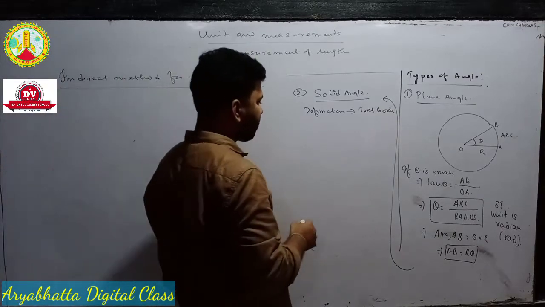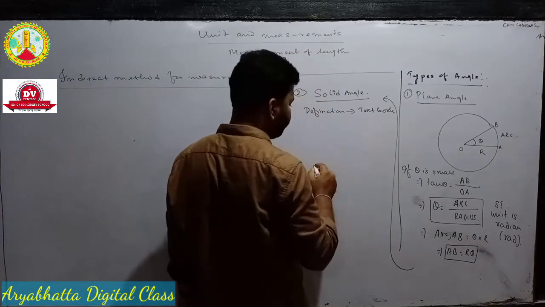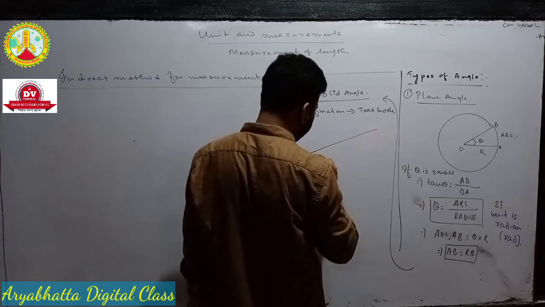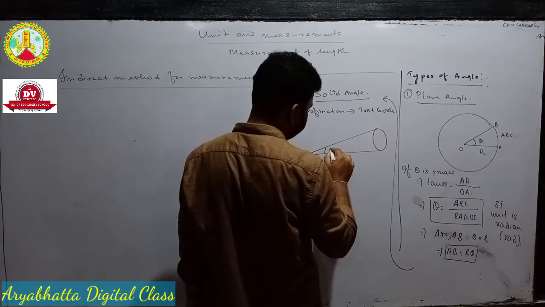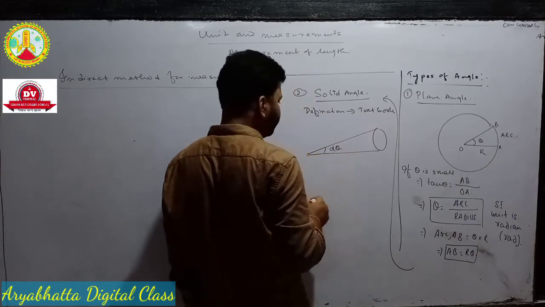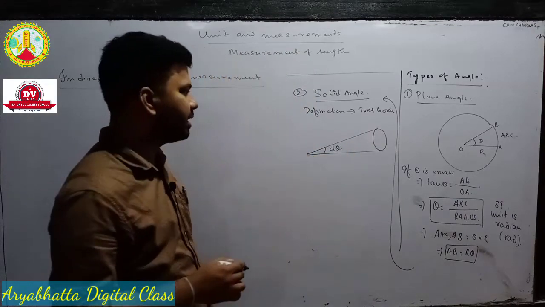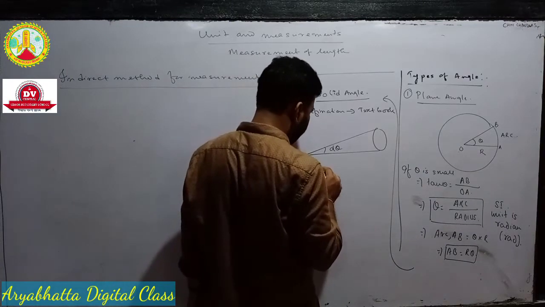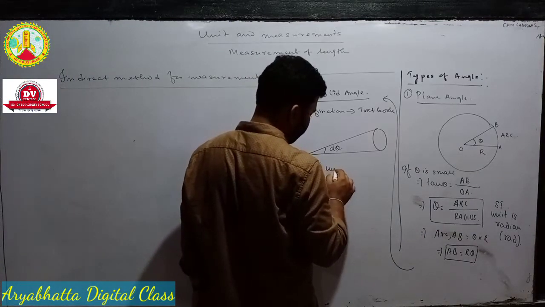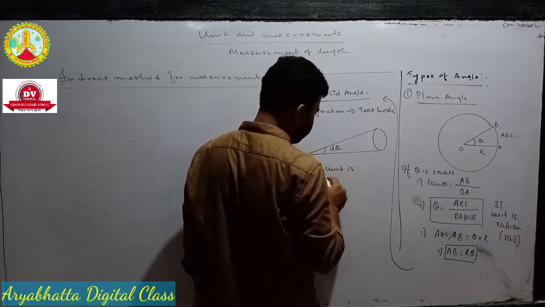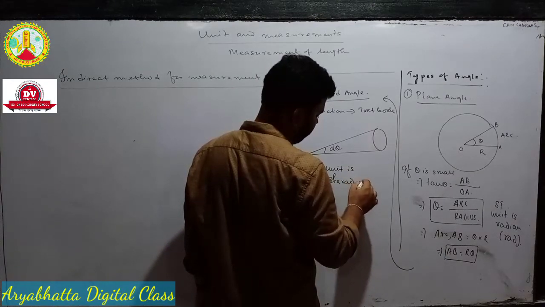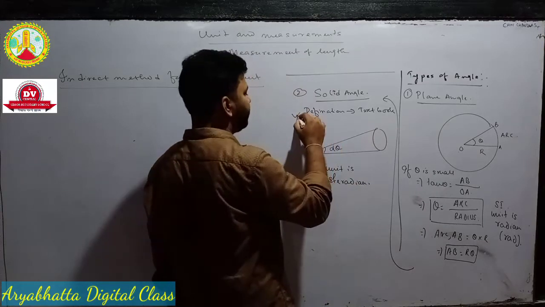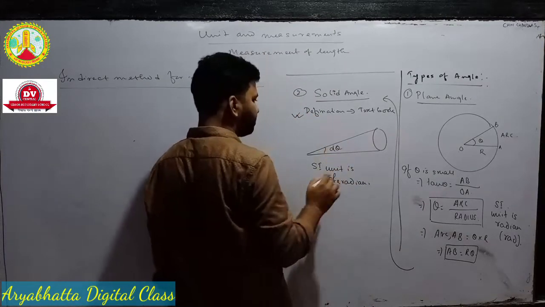So if we look at this diagram, suppose this is the cone here, this angle, suppose small angle d theta will be called as solid angle. And what is the SI unit? SI unit is steradian. Okay, so you remember the definition from textbook and the unit.